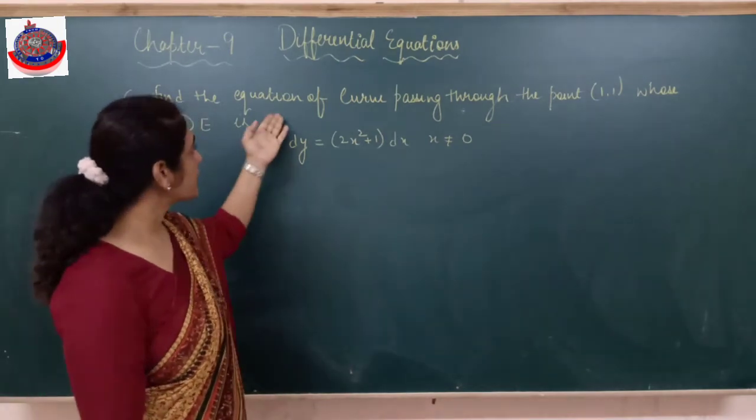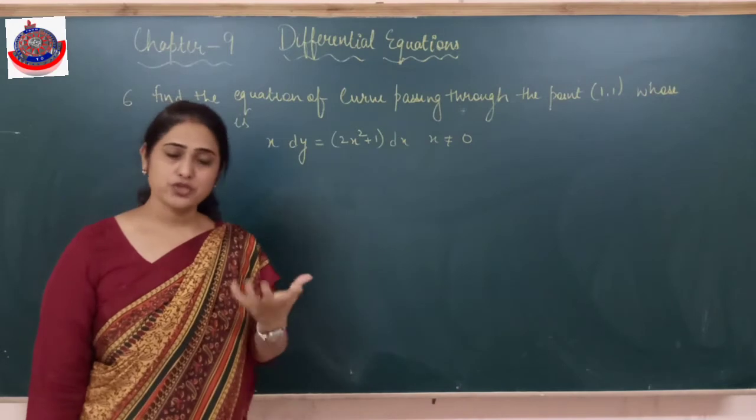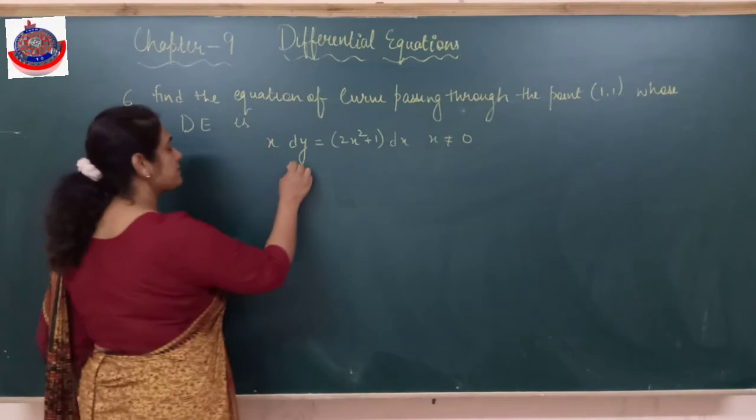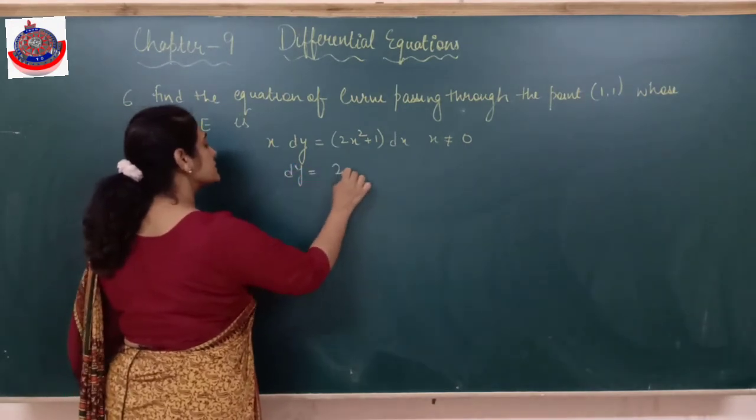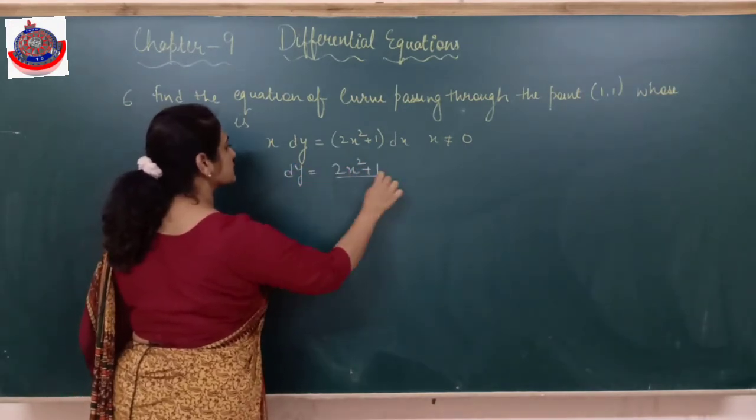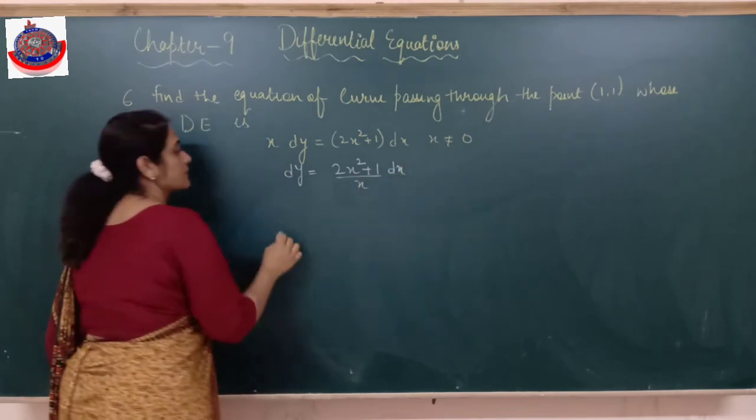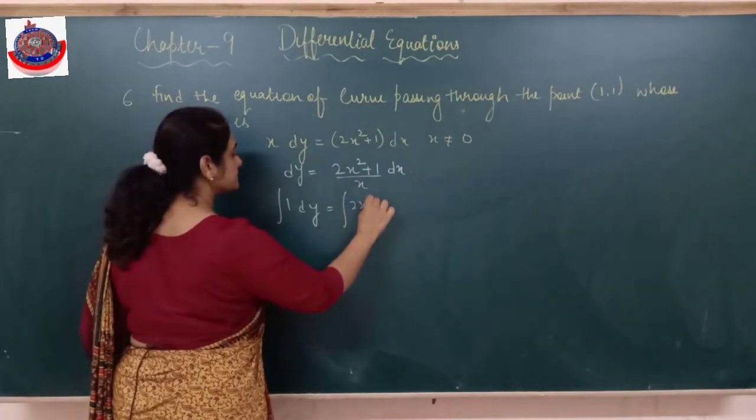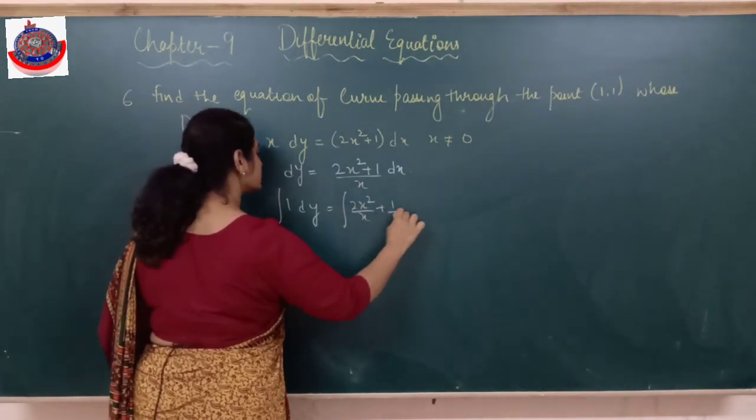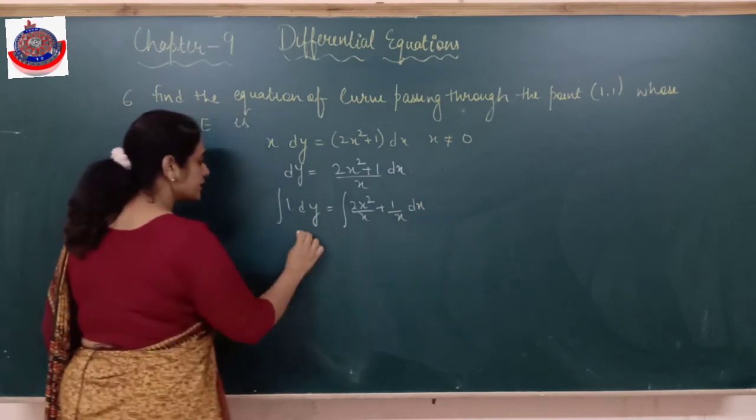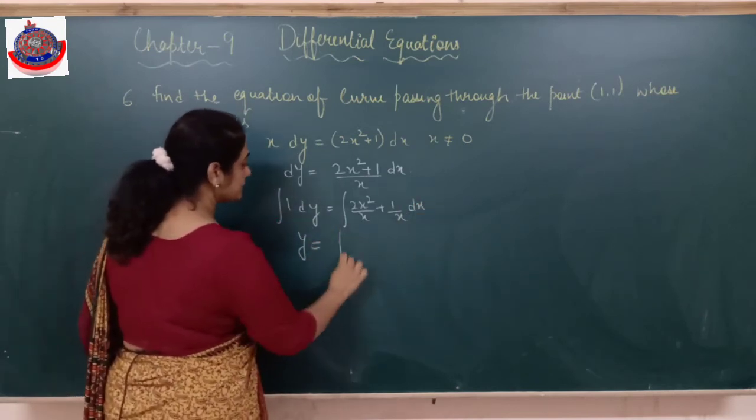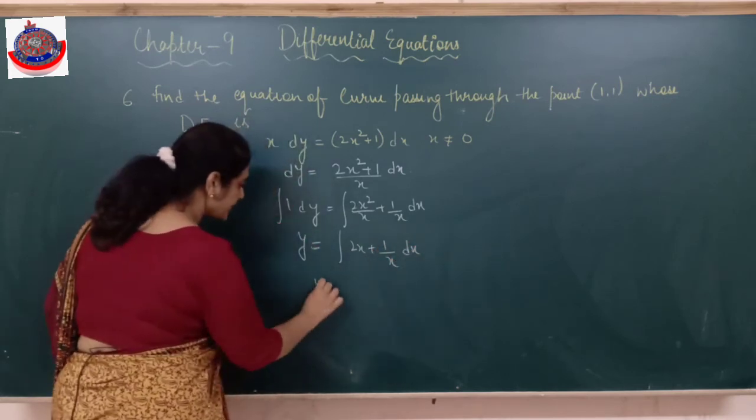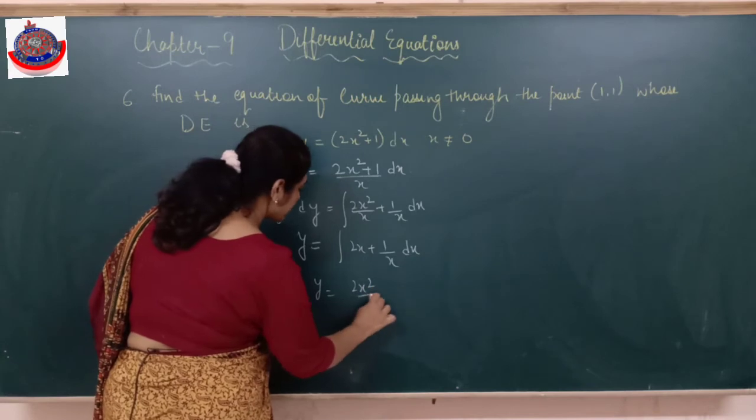This is a differential equation, and they are asking me to find the equation of a curve. Equation of curve means y is equal to something. So that I need to find. The rule remains the same. Segregate the variables. Integrate. Here I can split. Integration of 1 with respect to y will be y. So integrate: increase the power by 1, divided by increased power.